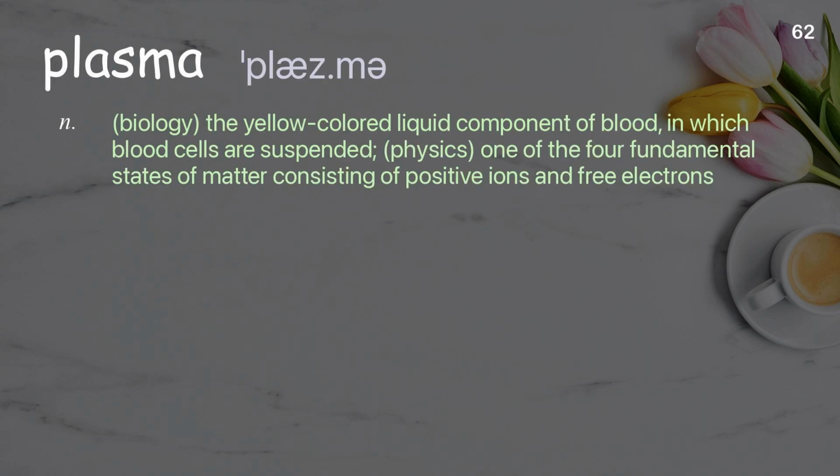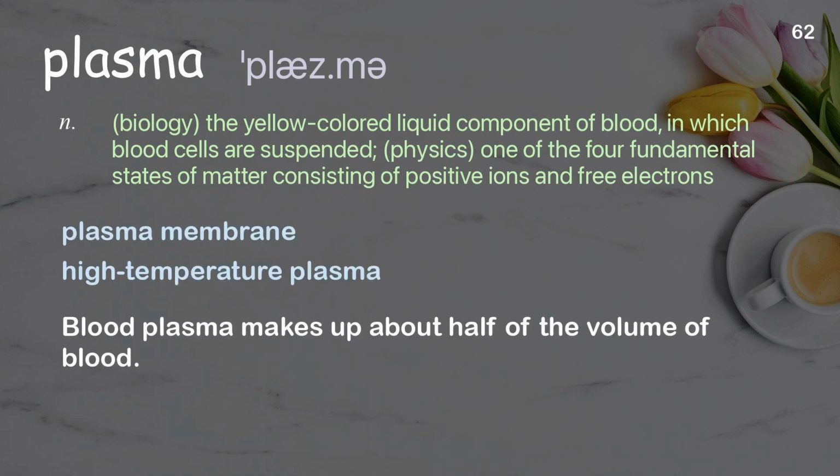Plasma. Biology: the yellow-colored liquid component of blood, in which blood cells are suspended. Physics: one of the four fundamental states of matter, consisting of positive ions and free electrons. Examples: Plasma membrane. High-temperature plasma. Blood plasma makes up about half of the volume of blood.